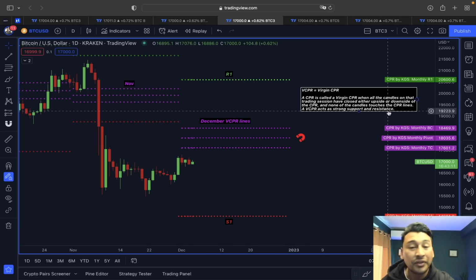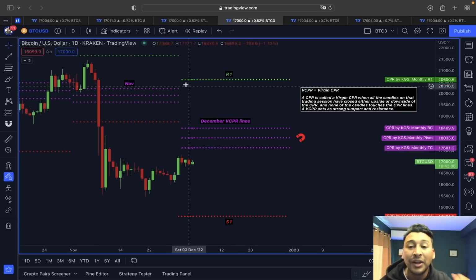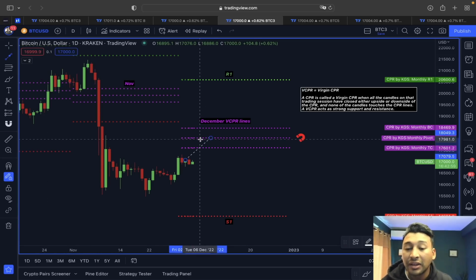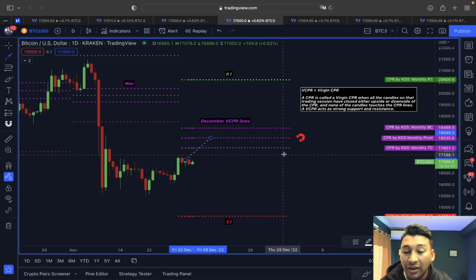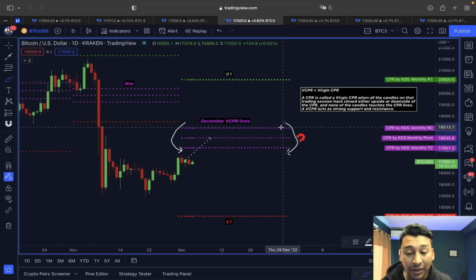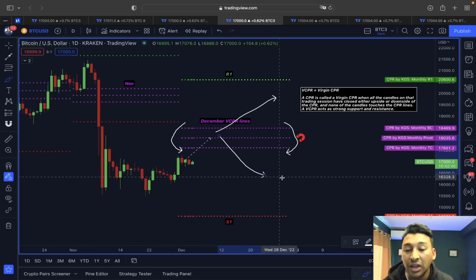Here is a definition for those individuals who don't know what VCPR is. You can see VCPR lines usually attract the price before choosing a trend direction. So in our case, we have said since the price of Bitcoin is actually forming this VCPR, first there is a very high probability of price getting gravitated to at least one of these lines, either top, center or bottom, before choosing a trend direction.